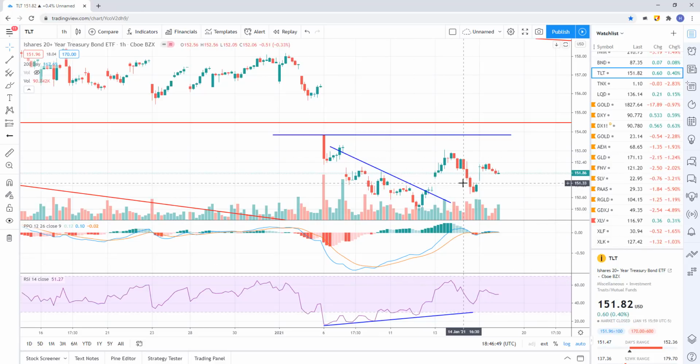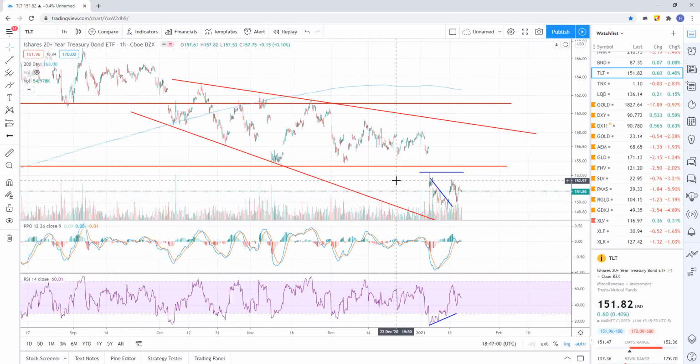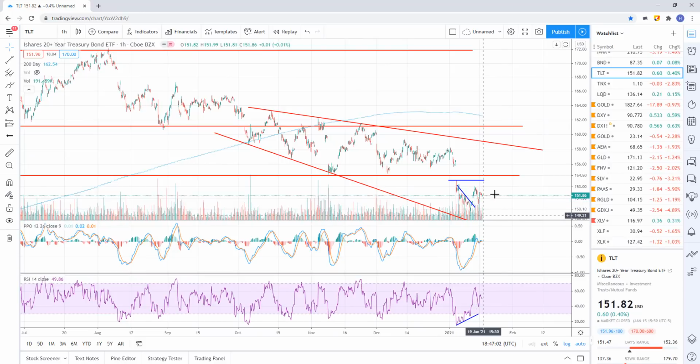Again, if you want to see a more sustained move, you usually want to see the divergences show up on the larger time frames like the daily. As of right now, still a downtrend. And I'm looking for bullish divergence to show up and then for bonds to rally, but they're not there yet.